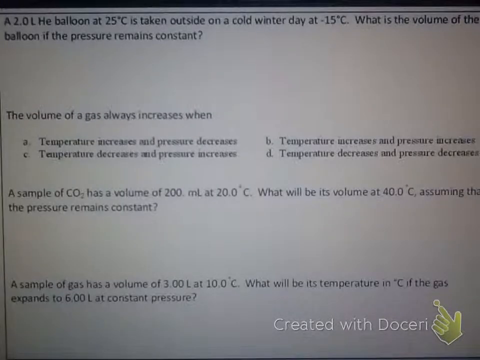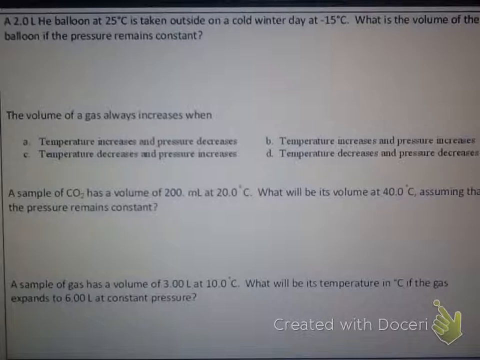Alright, so let's practice a Charles Law equation. Charles Law problem. This example says that a 2-liter helium balloon at 25 degrees Celsius is taken outside on a cold winter day. So you've got this balloon, it's taken outside in the cold at negative 15 degrees Celsius. What will the volume of the balloon be if the pressure remains constant?